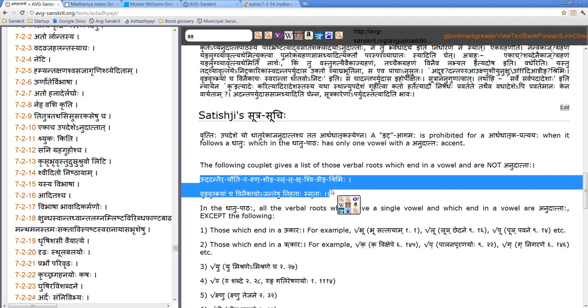So one last time, the bulk of dhatus which end in an ach will not allow idagamaha. There is no need for it when the pratyaya following is a valadi pratyaya. Conversely, the bulk, the majority of dhatus which end in a hal will allow idagamaha for a pratyaya beginning with a vowel letter. But there are exceptions. And if you remember only the exceptions, you are done.